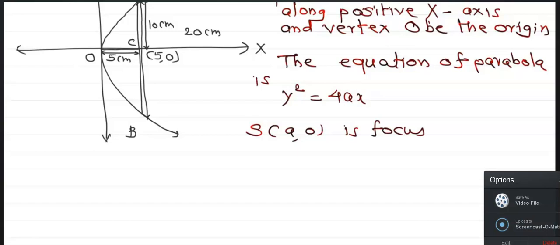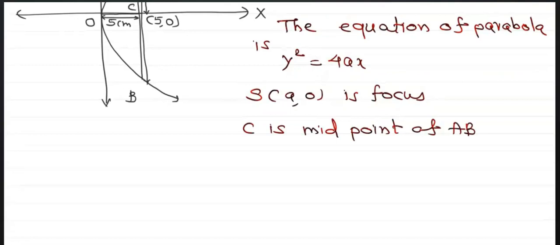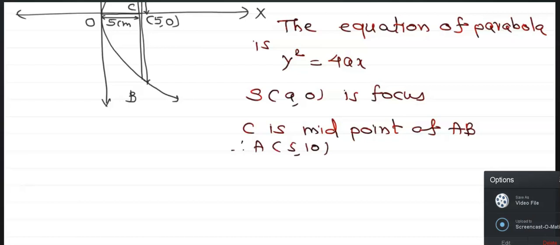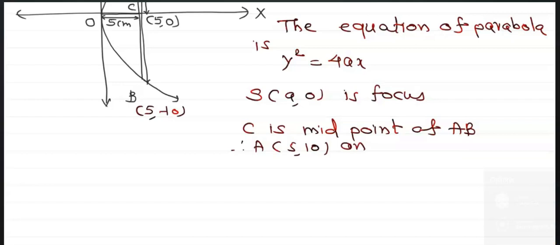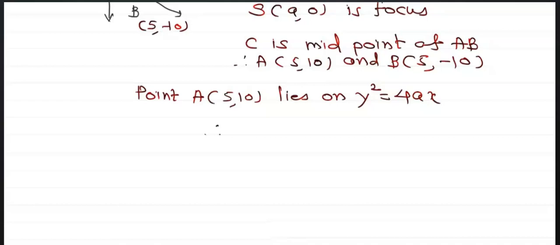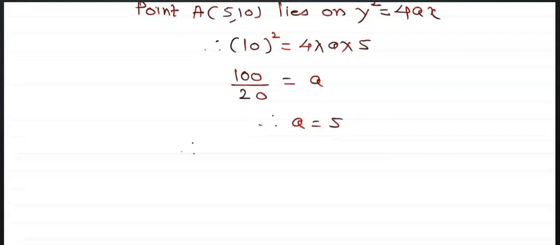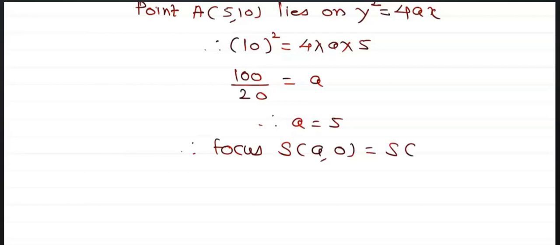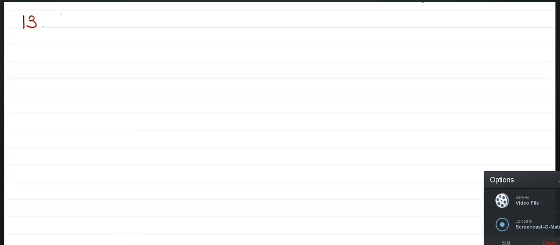C is the midpoint of AB. Therefore, the point A is 5, 10 and B is minus 5, 10. Therefore, the point 5, 10 lies on the parabola y square is equals to 4ax. Therefore, the value of a is 5. Focus is 5, 0. Now again see this here, we want to only find out the focus.